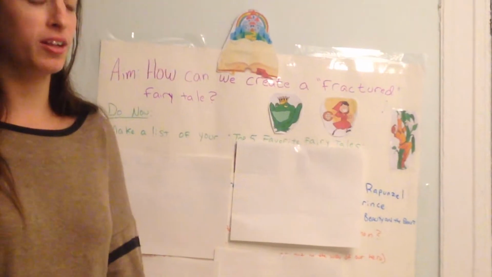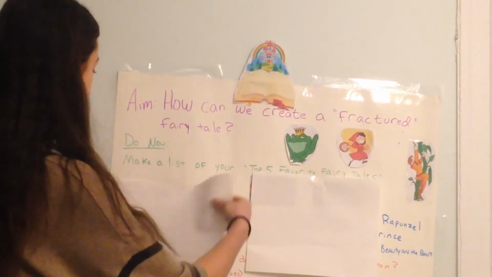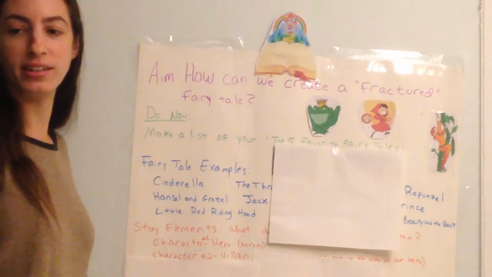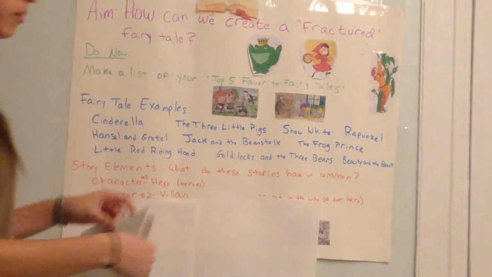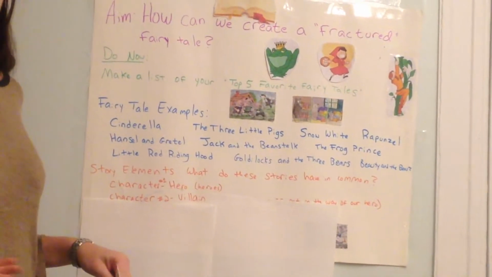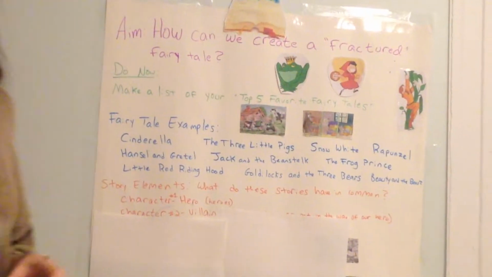Okay. What's the fairy tale you wrote down, Jimmy? Okay, let's write that on the board. You said Cinderella. How about you, Jennifer? Okay, we have Hansel and Gretel. Some other examples could be the 3 Little Pigs, Snow White, Beauty and the Beast, Rapunzel, right? Raise your hand if you're familiar with at least one of these fairy tales. Okay, great. So we all know what a fairy tale is.